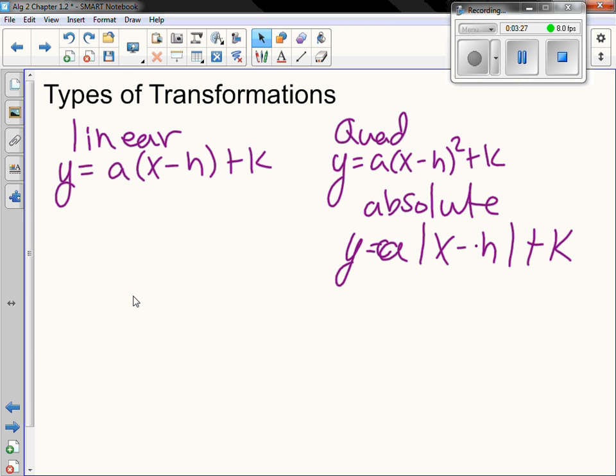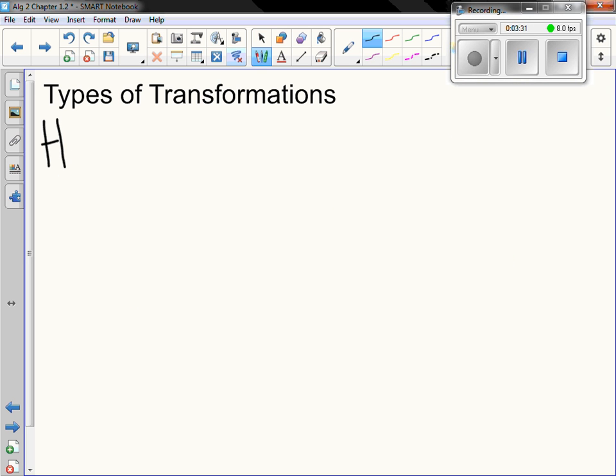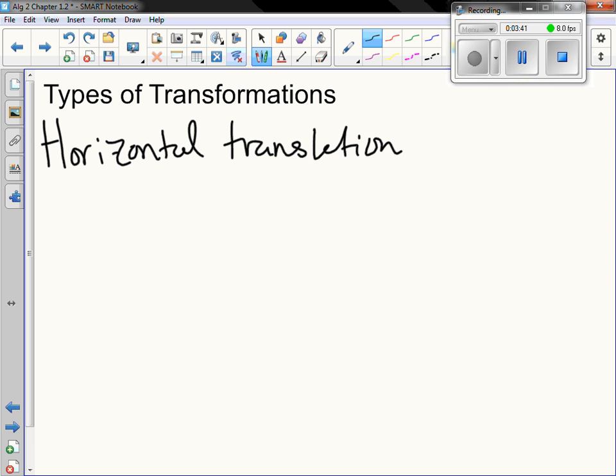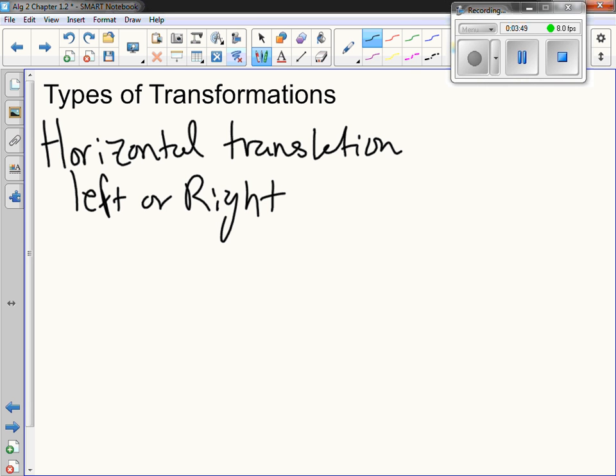So we have these three here. Now, the first thing we talked about was a horizontal translation. We didn't specifically call it that, but a horizontal translation moves the function either to the left or to the right. And it's our value of h.